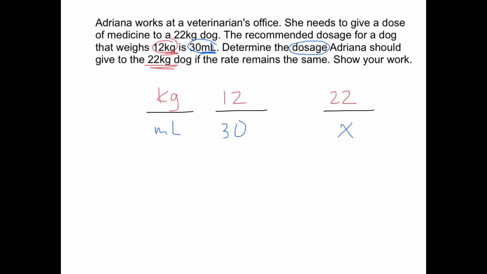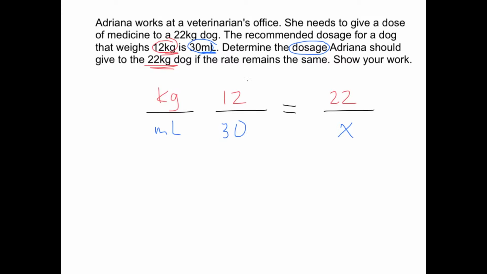Proportional situations are related by multiplication or division. A proportion is also a statement that two ratios are equal. So let's put an equal sign here. Now we need to figure out how these two ratios are related. So the first method I'm going to show you is by finding the scale factor.